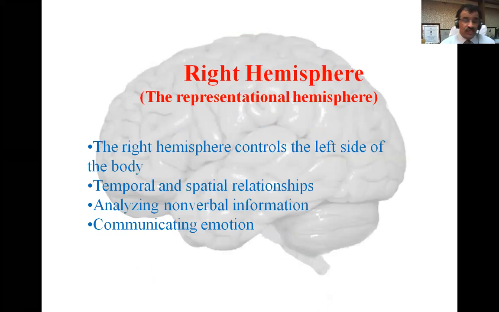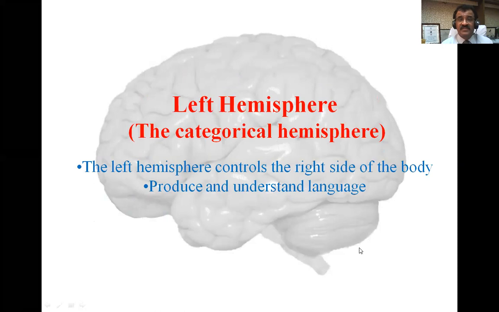There are two hemispheres, right and left, and people are also right-handed and left-handed. Right-handed people are more in number; both are normal. The representational hemisphere is the right hemisphere, and the right hemisphere controls the left side of the body. Temporal and spatial relationships, analyzing non-verbal information, and communicating emotions are the functions of the right hemisphere. The left hemisphere is the categorical hemisphere. The left hemisphere controls the right side of the body, and it produces and understands language.